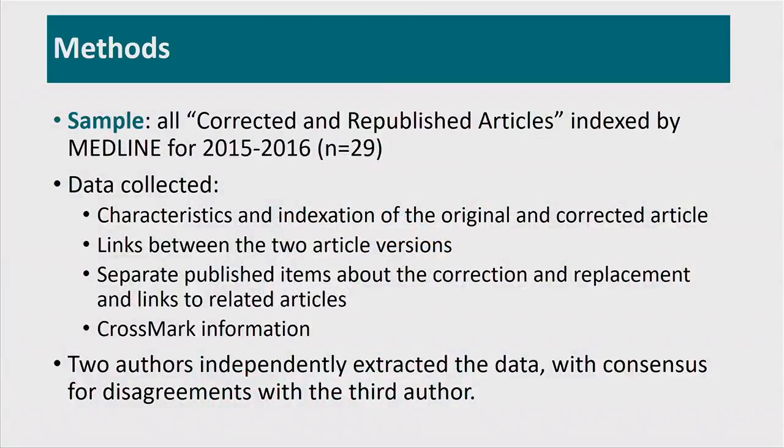The sample that we started with was 2015 and 2016, because those were the years where you would expect a pickup of the ICMJE change in the recommendations. So we took all corrected and republished articles indexed by MEDLINE. There were 29 of them. Then we looked at the journals, three databases, and also Crossmark to see how they linked and indexed the retracted and the republished articles.